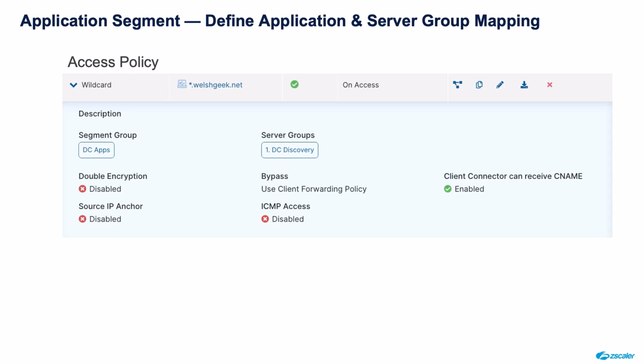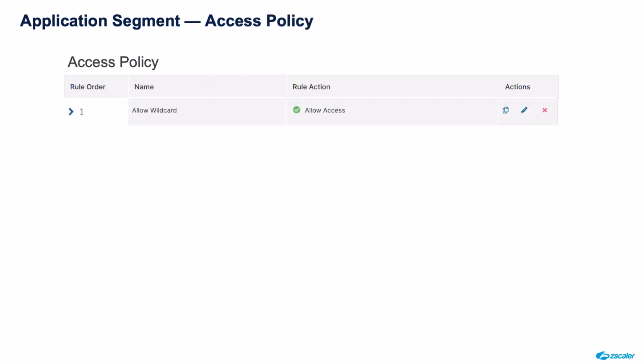Segment groups are necessary for grouping application segments so we can apply the same policy on groups of applications. The server group, called DC Discovery, indicates which app connector groups the access policy should actually query. Now here with the access policies, we're going to keep it simple. It's important that we first ensure users have access to all applications before we start to tighten up our security with granularity. So here we are granting allow access to applications that match our wildcard *welshgeek.net. Now we have an application wildcard, an application connector deployed, configured to a server group with dynamic server discovery enabled, and our access policy to allow users to access.